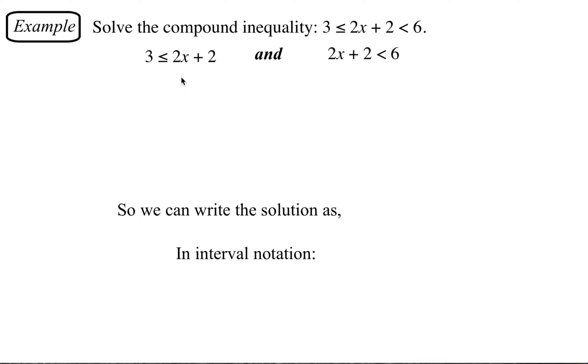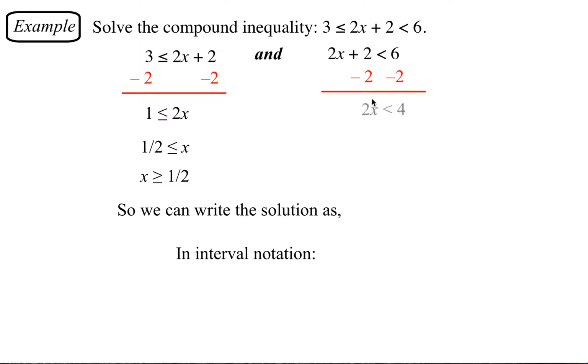On the left-hand side, subtracting 2, we get 2x is greater than or equal to 1, and x is greater than or equal to 1/2. We can write that switching sides, but keeping the open side of the inequality toward the variable. Then on the right-hand side, subtracting 2, we end up with 2x is less than 4, which gives us x less than 2.